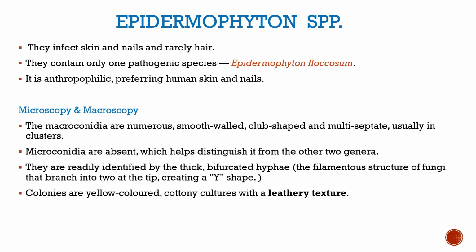But in Microsporum, they are rare, they are scanty. Why in Trichophyton they are numerous, they are plenty. So when you see plenty of microconidia, just know that you're suspecting a Trichophyton species. But when you see a small microconidia growing, that means it is Microsporum.